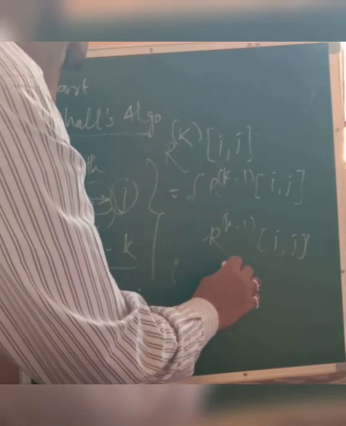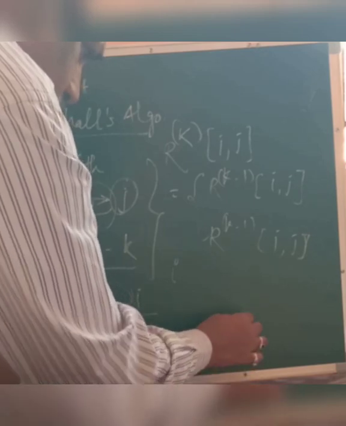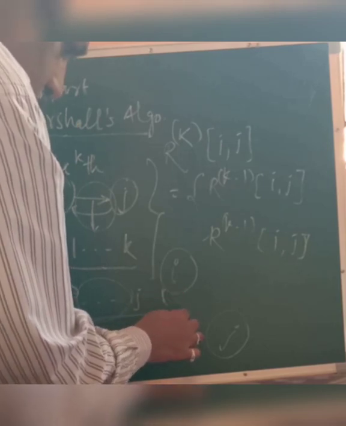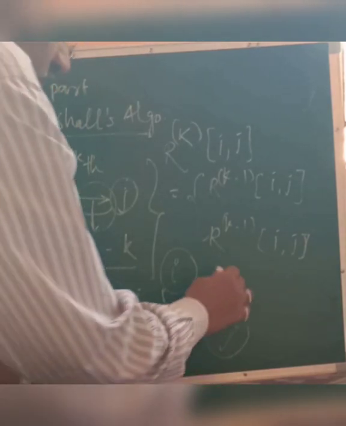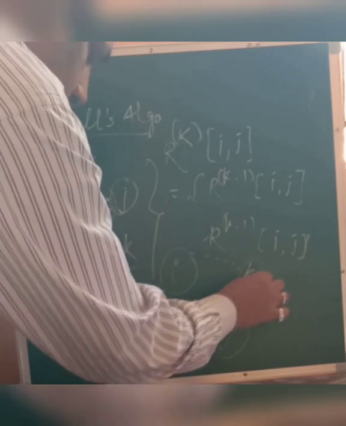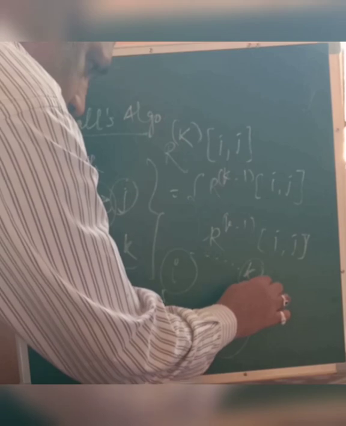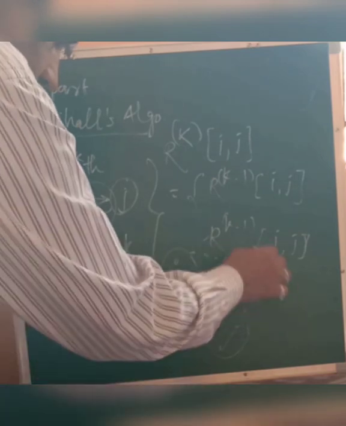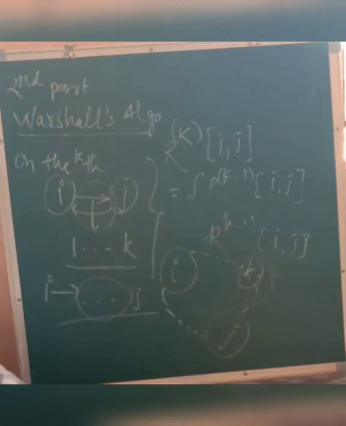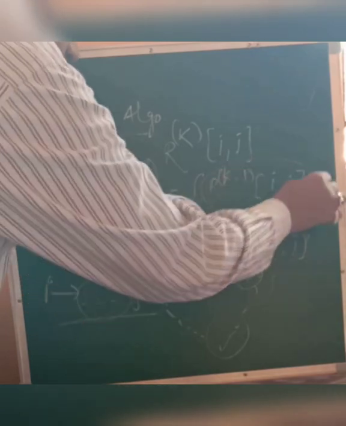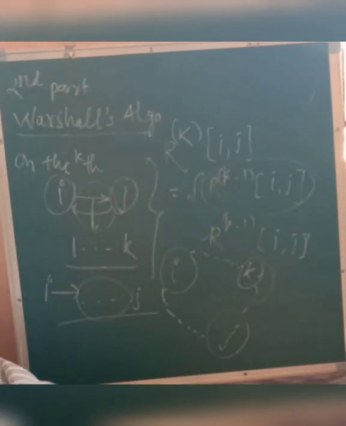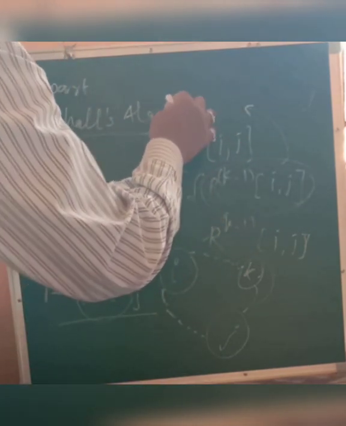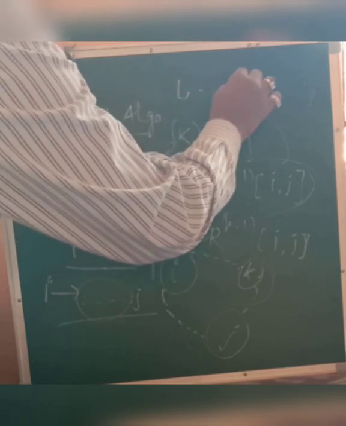So from I to J, if there is a path, this path may be like this. I have many nodes in this K, and then I can connect this to this one. So there are many K's in between. For the first part of this equation, the path just uses 1 to k minus 1. The path we are using will only be 1 to k minus 1.